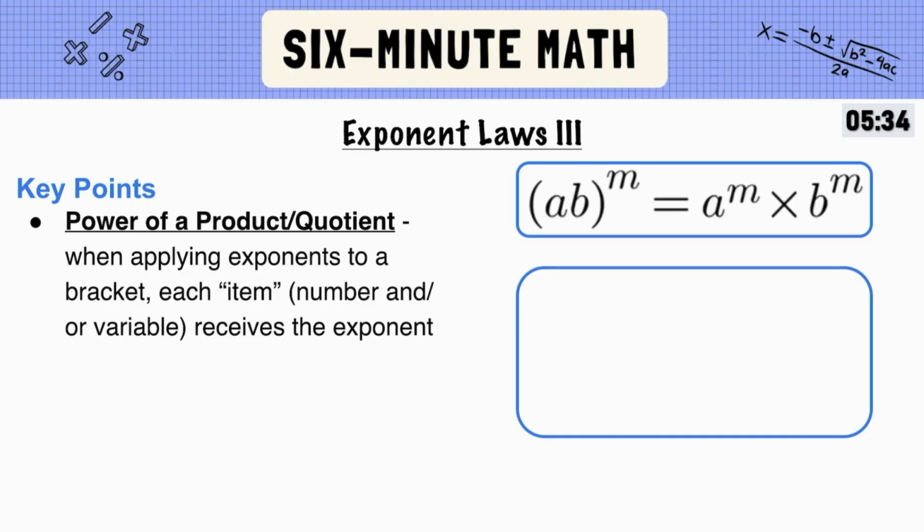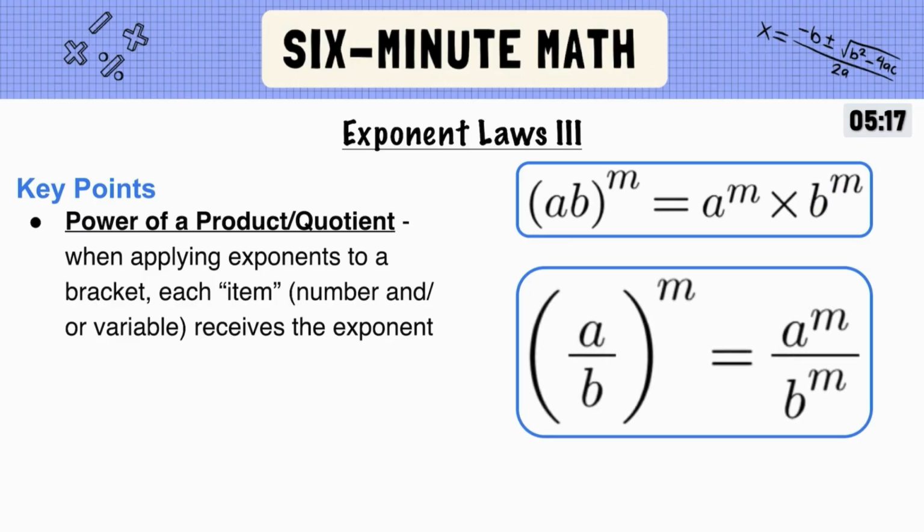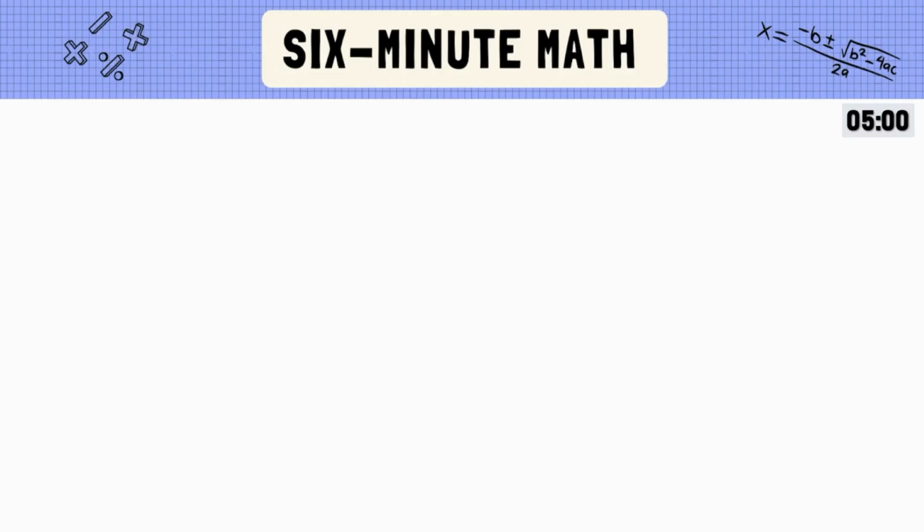If I look at power of a product, I have (ab) to the power of m, and that means that this m would attach to both the a and the b to create a to the power of m times b to the power of m. If I am doing power of a quotient, again I have a divided by b, and that m would apply to both of those items, creating a to the power of m over b to the power of m. So let's see some examples.